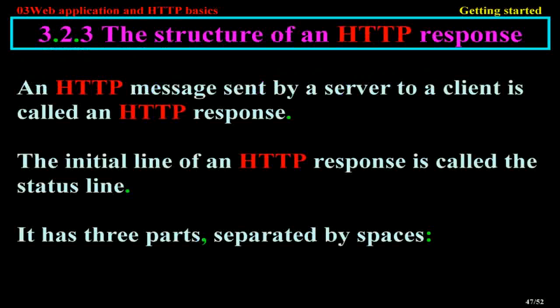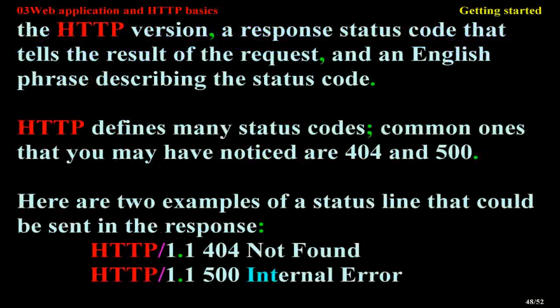3.2.3 The structure of an HTTP response. An HTTP message sent by a server to a client is called an HTTP response. The initial line of an HTTP response is called the status line. It has 3 parts, separated by spaces: the HTTP version, a response status code that tells the result of the request, and an English phrase describing the status code. HTTP defines many status codes. Common ones that you may have noticed are 404 and 500.